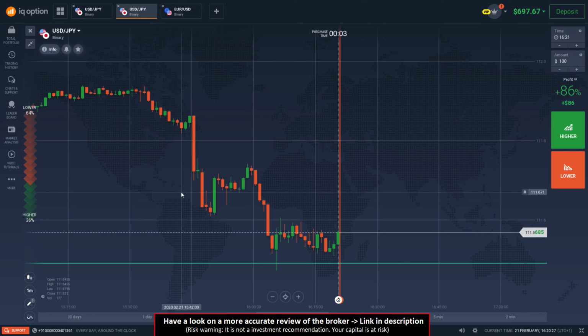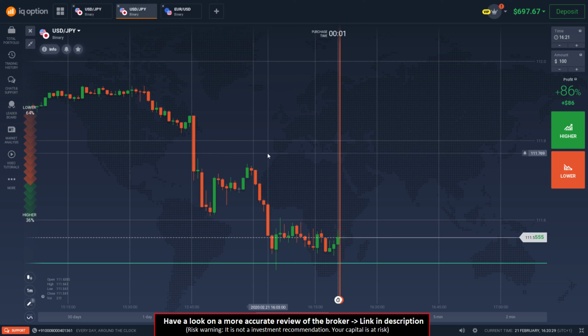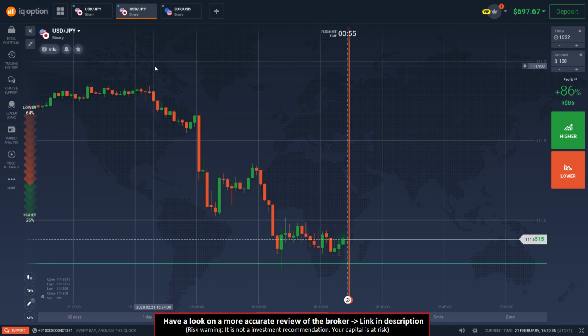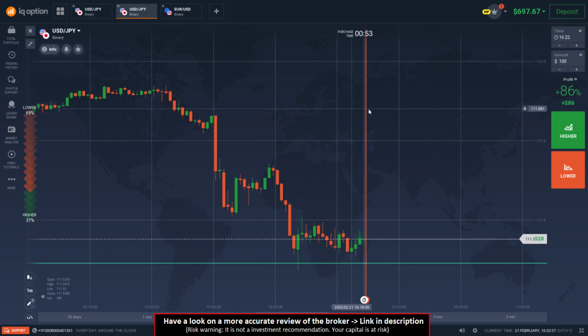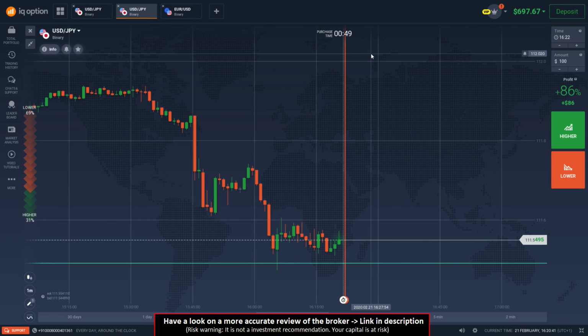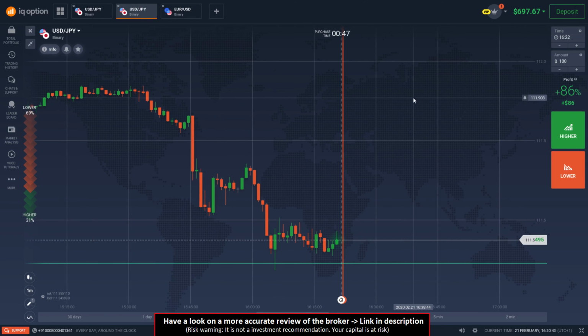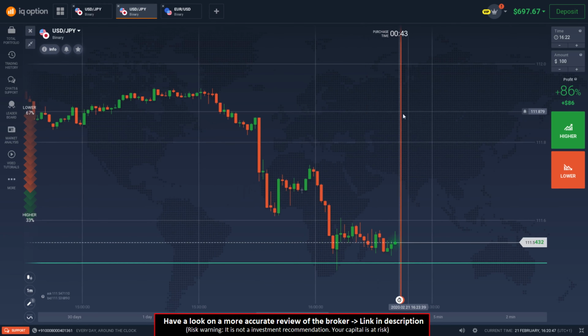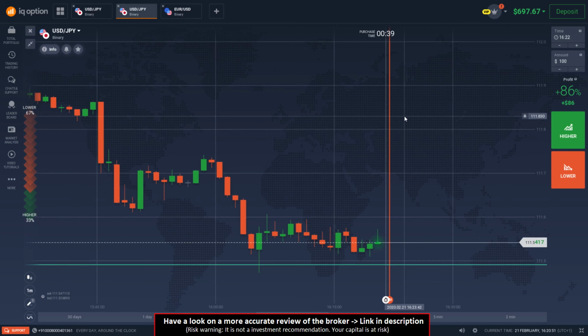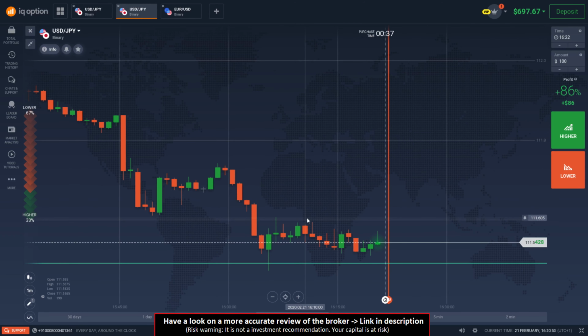Welcome guys, today I will show you my perfect IQ Option strategy for trading with a high hit rate, and I'm on the US dollar Japanese yen. You see this? This is a real account with about $600, $700, and we will make a lot of money in a short time period. I'm just waiting for the perfect entry on this chart here.